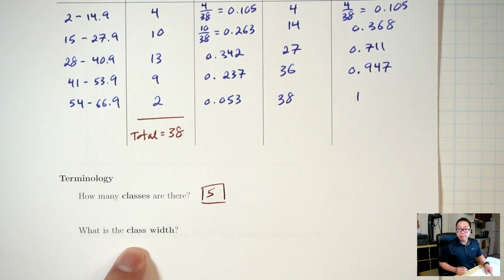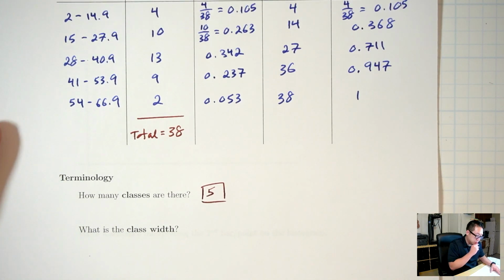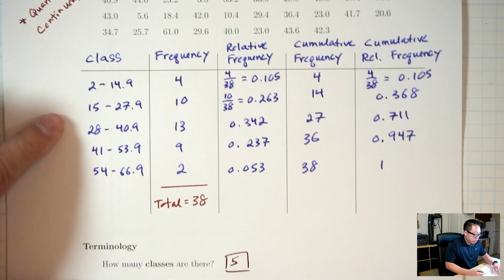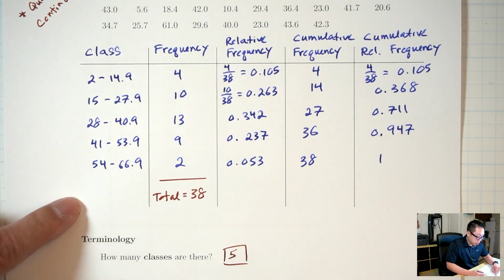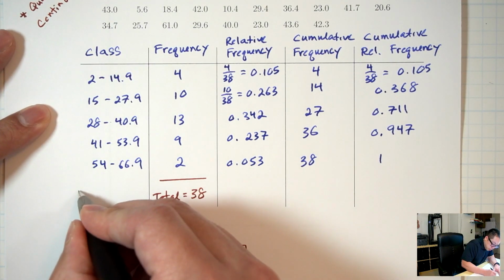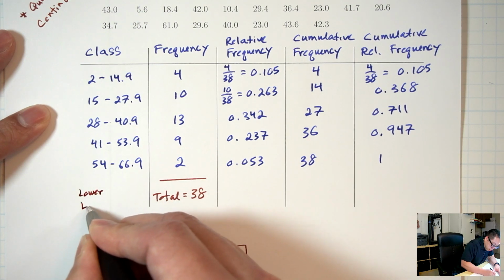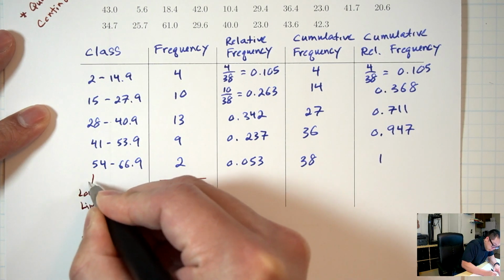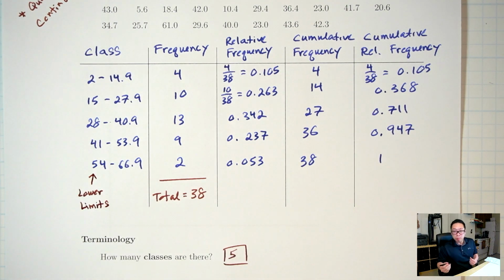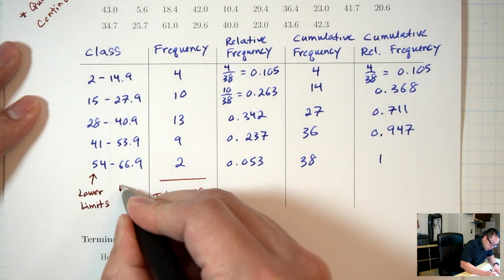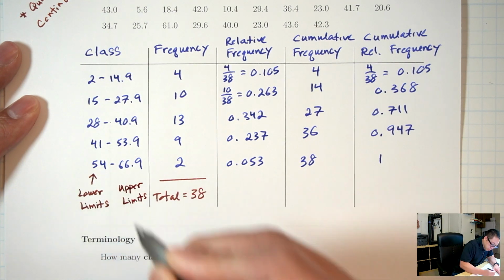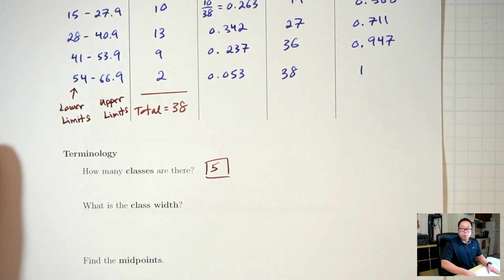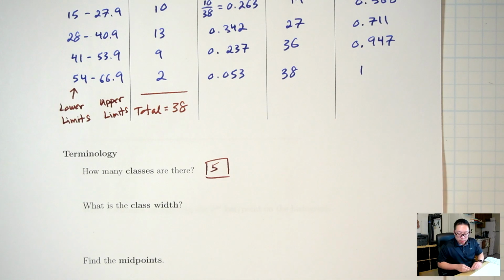What is the class width? Before I talk about class width, I need to introduce some more terminology. These ranges have a low number and a high number. The low numbers are called the lower limits. The upper numbers are called the upper limits. Class width is the distance from a lower limit to the next lower limit.